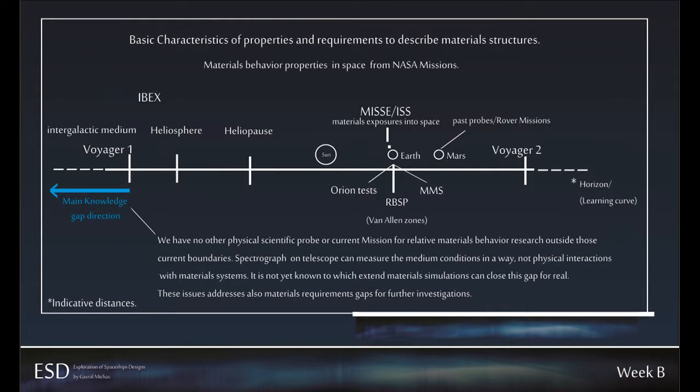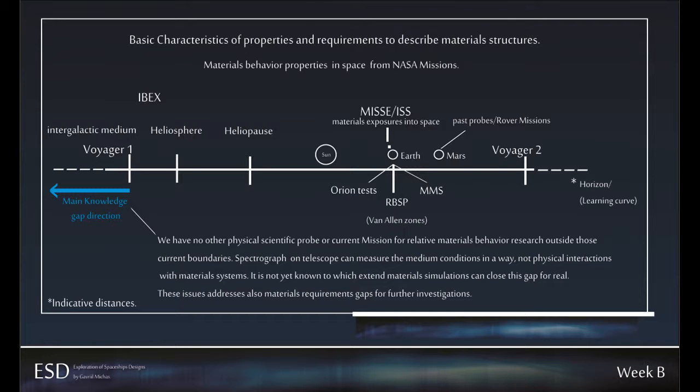Basic characteristics of properties and requirements to describe material structures. Materials behavior properties in space from NASA missions. Voyager 1 and 2, IBEX, MISSE in ISS materials exposures into space, past probes with old and new rover platforms on Mars, with a rich array for materials research and with further radiation studies for these interactions with the Van Allen zones, where the previous RBSP mission, and now also the MMS mission will help us to broaden our horizon and our learning curve for the behavior of the materials into space.